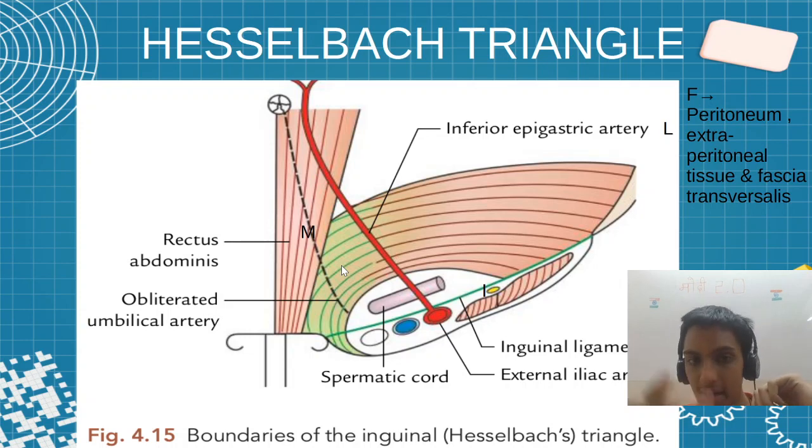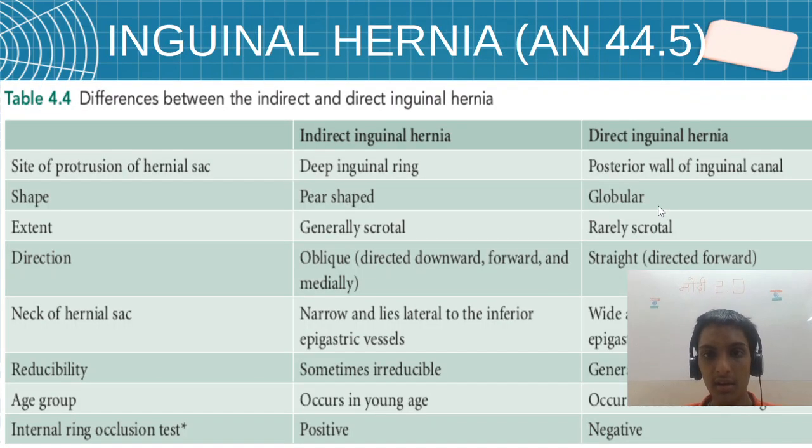First, the boundaries; automatically the contents you can see. We'll see the lateral, medial, inferior and the floor. Lateral, you are seeing the inferior epigastric artery, this red color. Medial, you are finding the rectus abdominis. Inferior, you are finding the inguinal ligament. And the floor is covered by peritoneum, extraperitoneal tissue and the fascia transversalis. This is Hesselbach triangle. Let us see the inguinal hernia, indirect and direct.